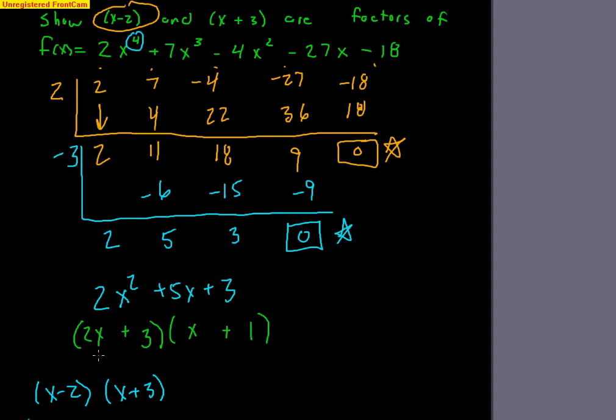Let's try switching that around real quick. 3 and 1. Now I'm going to get a 2x on the outside and a 3x on the inside. That will add up to the 5x in the middle. So a little trial and error there sometimes. So 2x plus 3 times x plus 1 is another set of factors. So lo and behold, this ugly fourth degree polynomial has 4 factors: x minus 2 and x plus 3, which I used synthetic division to confirm that they were zeros. Then what I was left with was a quadratic, 2x squared plus 5x plus 3, which I was able to factor just using our factoring skills. And I got 2 more factors, which would create 2 more zeros of x equals negative 3 halves and x equals negative 1.